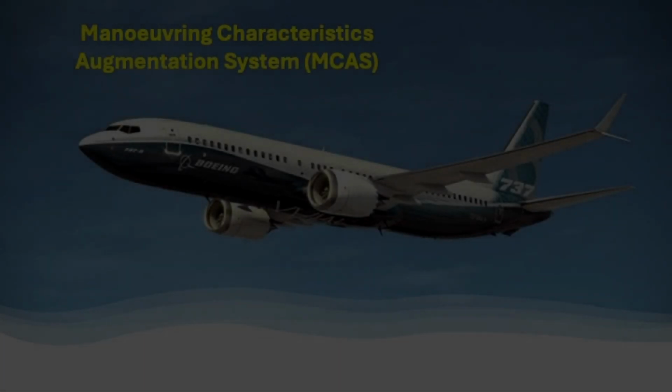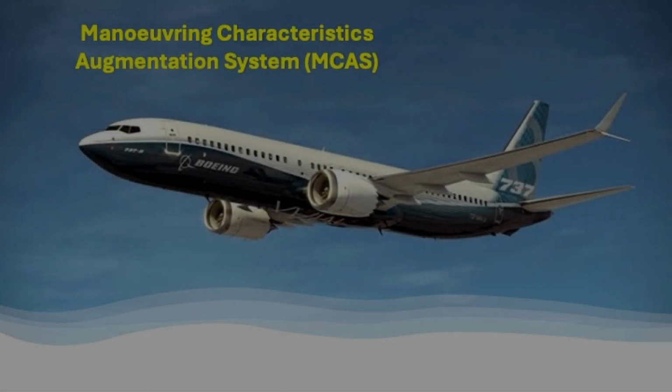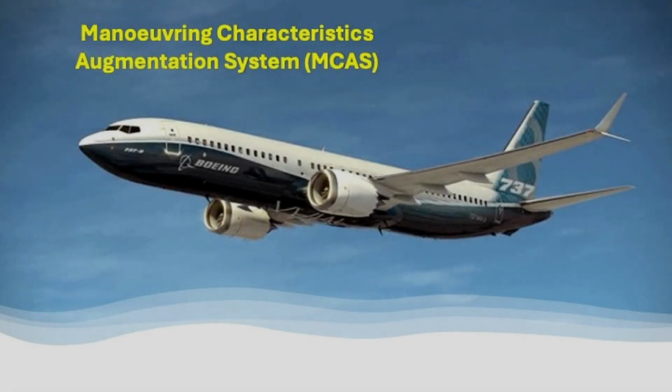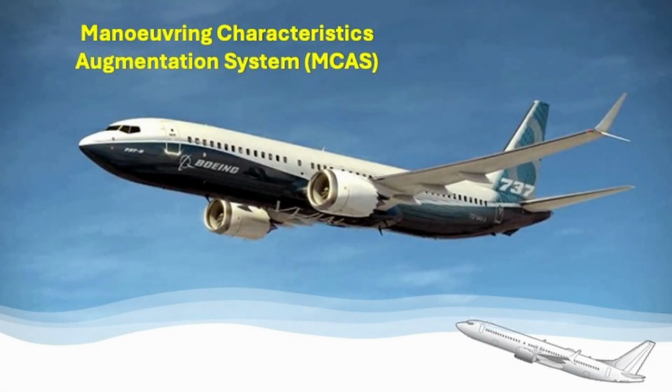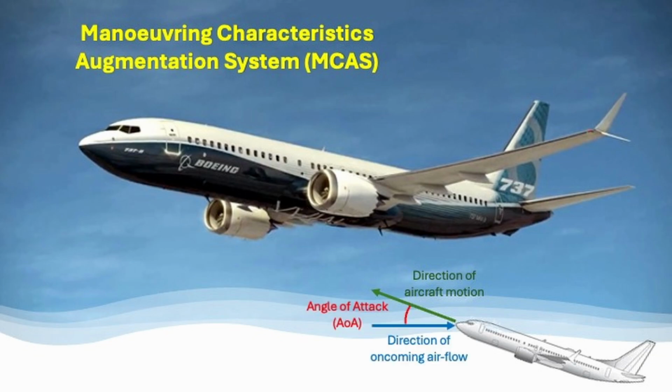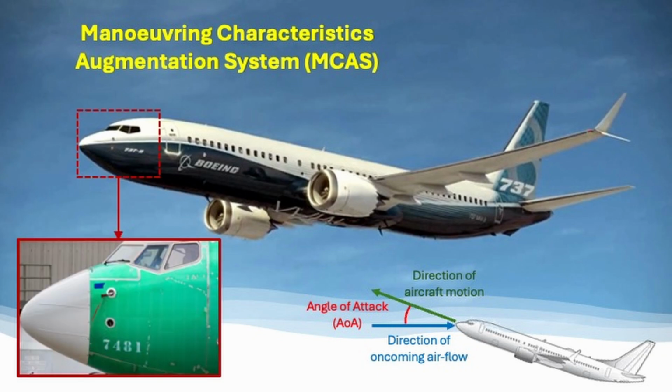So what does the Maneuvering Characteristics Augmentation System, or MCAS, on the Boeing 737 MAX actually do? First, it's important to understand what angle of attack means. The angle of attack is the angle between the direction of motion of the aircraft and the direction of the oncoming airflow. It is measured by 2 angle of attack sensors, one on each side of the aircraft's nose.